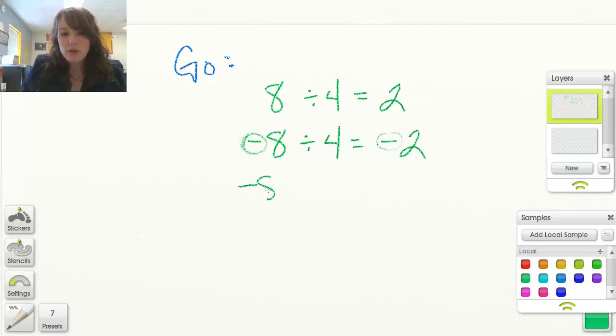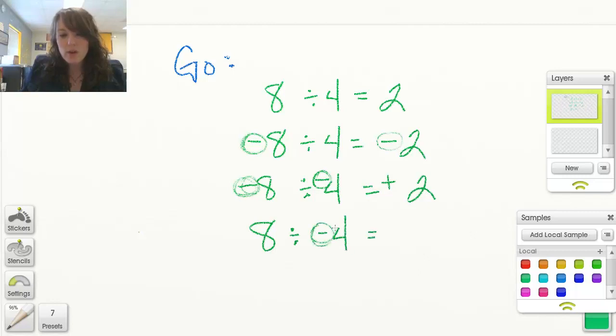If I have two negatives, well, now they can be best friends. These two negatives right here, they can just be the best of friends, so they're going to make a positive 2. And if I have 8 divided by a negative 4, we have this lonely little guy right here. So he's all by himself, and he has to stay lonely forever.